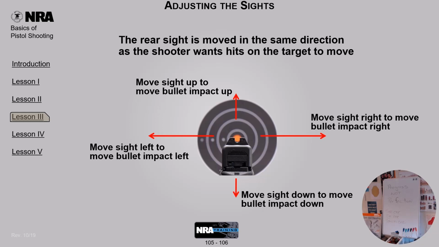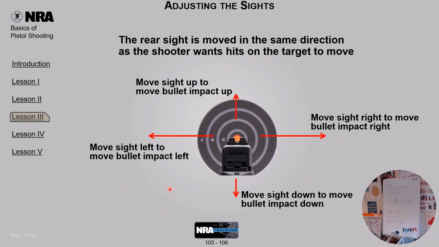Adjusting the sights. We have another test question waiting for you. This is question number 19. If you just look at the very top of this, go to question number 19 and read just this part right here. The rear sight is moved in the same direction as the shooter wants hits on the target to move. So question 19 says the basic rule for sight adjustment is, and all you have to do is match the rear sight is moved in the same direction as the shooter wants hits on the target to move, which would be C. And that is that.